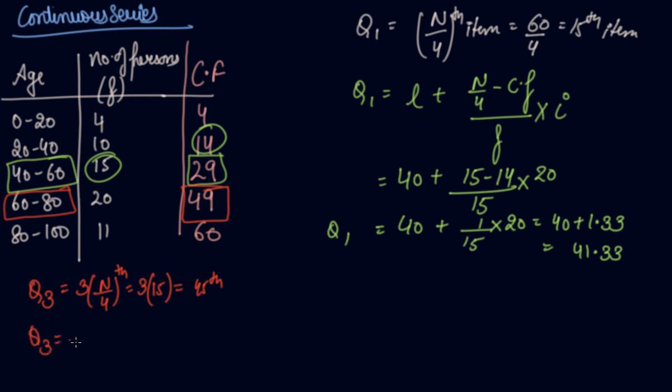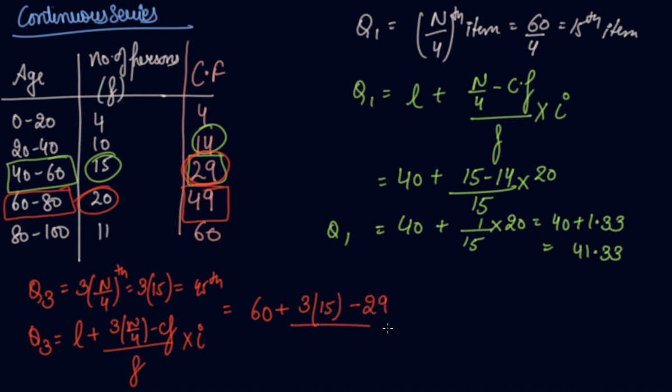So again we put the same formula, lower limit plus 3 into n by 4 minus cumulative frequency of the preceding class, that is 29, then frequency of the quartile class, that is 20, into I, that is the class size. So lower limit here is 60, 3 into n by 4, that is 15, minus cumulative frequency 29 divided by the frequency 20 into the class size, that is 20. So 20 is cancelled out by 20. So 60 plus 45 minus 29, it becomes 60 plus 16, which is equal to 76.